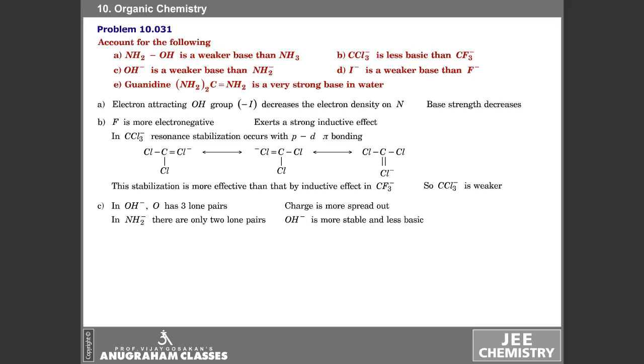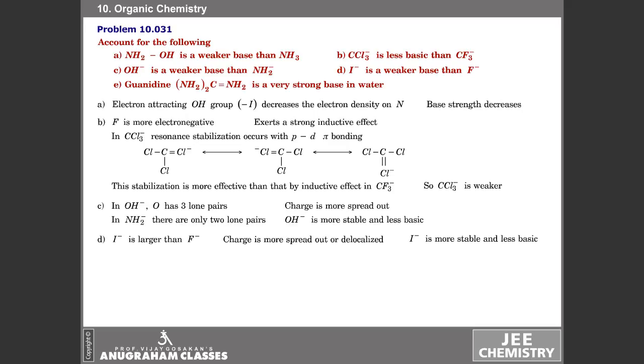In the next set, we have iodide and fluoride. Both belong to the same group in the periodic table. Fluorine is a smaller species and iodine is larger. In a larger anion, the charge is more spread out, and therefore in iodide there is a greater degree of delocalization. Iodide is more stable and therefore less basic.